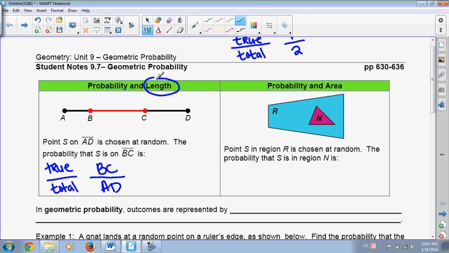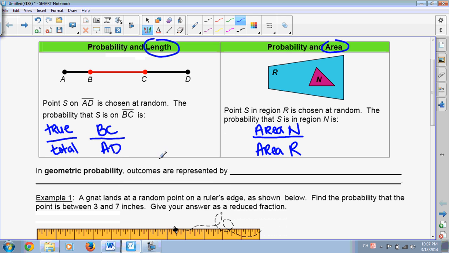Okay, let's go ahead and look at it when we're talking about area. This one was length. Now we're looking at area. So point S in a region R is chosen at random. What is the probability that S is in region N? So what is the probability that point S put anywhere in here lands in this region? It would make it true if it landed in the area of N, but that's not the total. The total is R, which is a trapezoid here. So the area of R would be the total. So the probability that point S lands in region N would be area of N divided by area of R.